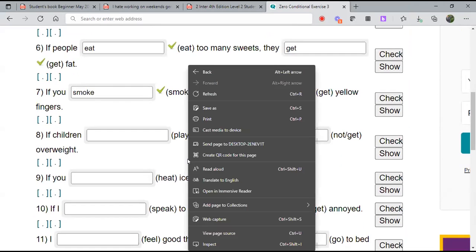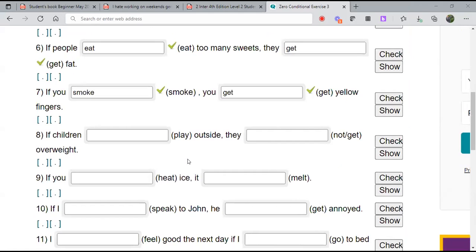Thank you. Number eight. I have Miss Flor. Miss Flor, would you help us, please? Okay, teacher. If children play outside, they don't get overweight. Yeah, that's correct. Se mantienen en forma. They don't get overweight. No tienen sobrepeso. Thank you so much. Okay, all right.